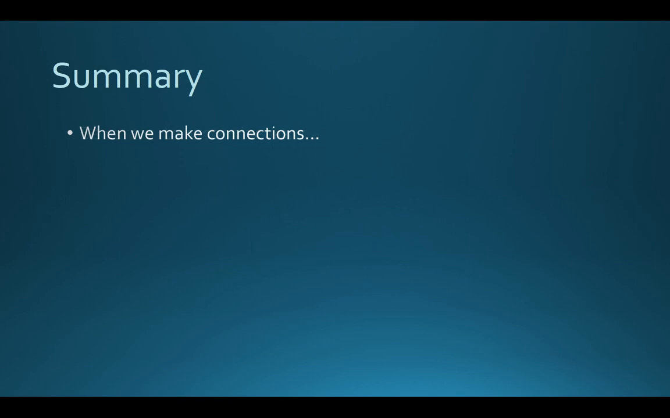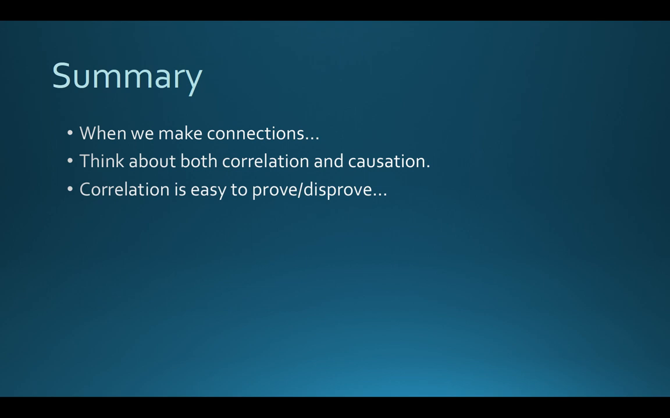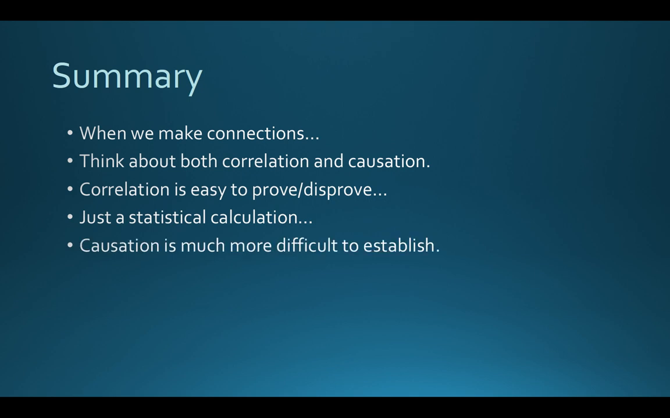When you're making connections, you should think about correlation and causation. Keep in mind that correlation is easy to prove or disprove because it's a statistical calculation, but we do want to think about spurious correlation because, as I said, if I looked at margarine consumption and divorce rates and calculated the statistic for correlation, it would be very, very high, but we would say that's spurious. It's really by chance. There's no connection at all, no reason they would move together that we can explain. Causation, however, is much more difficult to establish. Keep in mind that correlation doesn't prove causation.